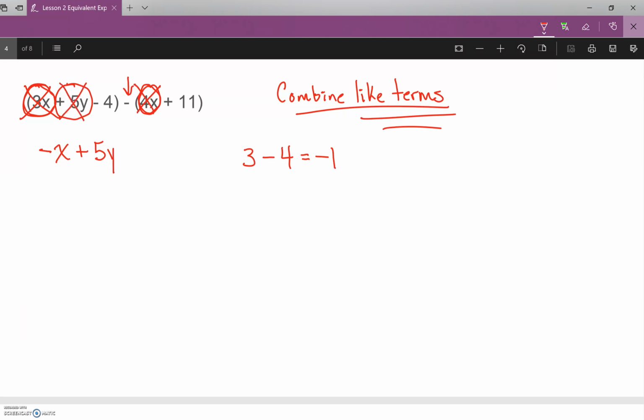And then we look at our integers. We have a minus or a negative 4, take away 11. So I'm going to show that work off to the side. It was negative 4, take away 11. That answer would be negative 15. So that number goes here on our new expression and we're done.